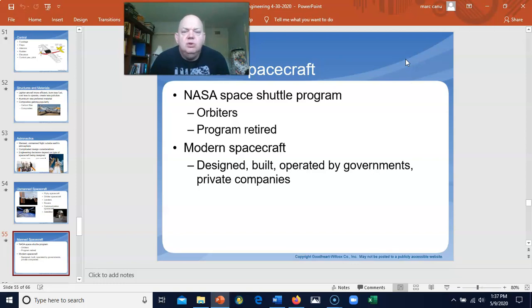Of course, manned spacecraft, we talked about the space shuttle program. They are orbiters. The program has since been retired. We do have modern spacecraft, designed, built, and operated by governments and private companies. So it's no longer just NASA out there. For example, you have the European Space Agency, the ESA. China has its own space agency as well. Russia has its own space agency as well.